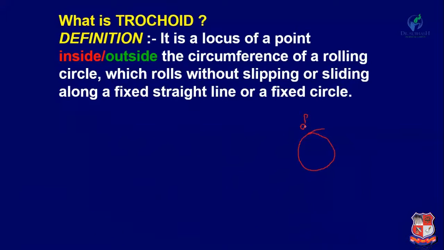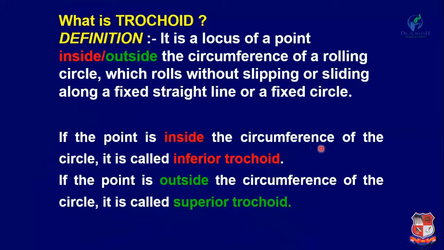So the path of this point P is known as the trochoid, and if it is outside of the circle, then it is known as the superior trochoid, and if this point is inside the circle, then it is known as an inferior trochoid. We discussed: if the point is inside the circumference of the circle, it is called the inferior trochoid, and if the point is outside the circumference of the circle, it is called the superior trochoid. Now, I hope you can understand very well the different terminology used in cycloidal curves.